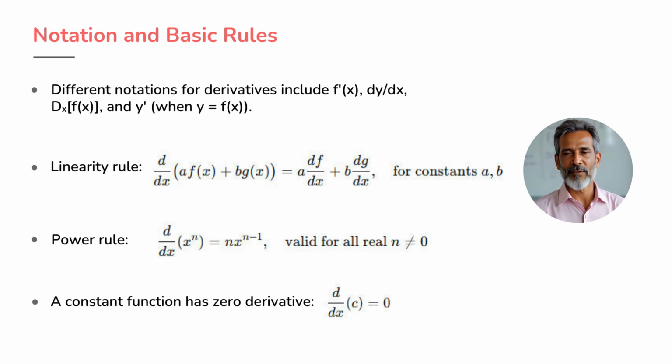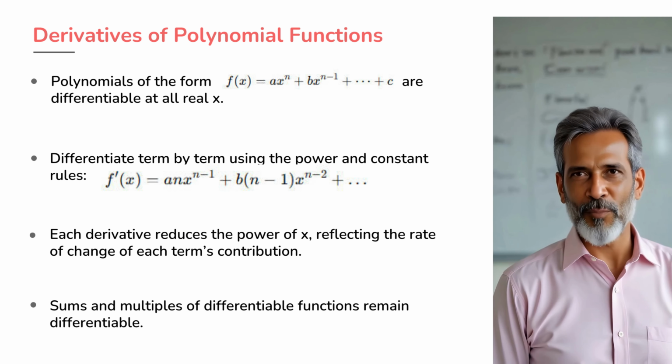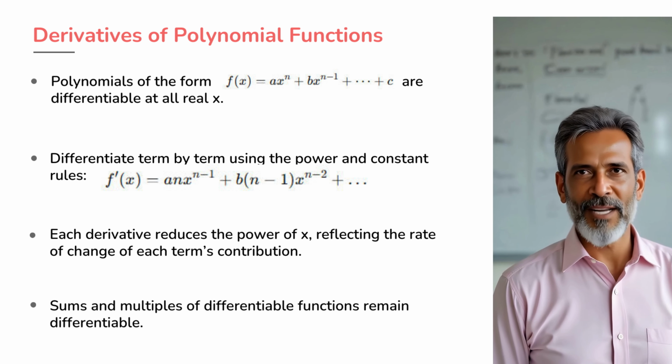Lastly, the derivative of a constant function is 0. So, the derivative with respect to x of c, where c is any constant, equals 0. These rules are the building blocks for differentiating many functions easily and efficiently. Let's apply these rules to polynomial functions, which you already know well.